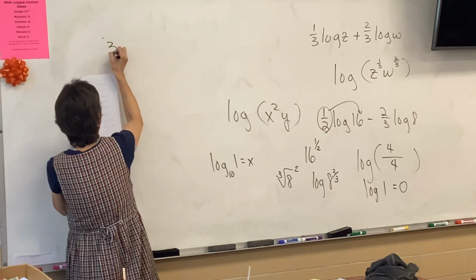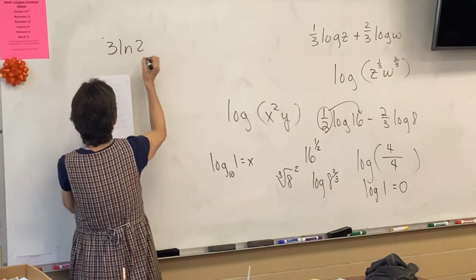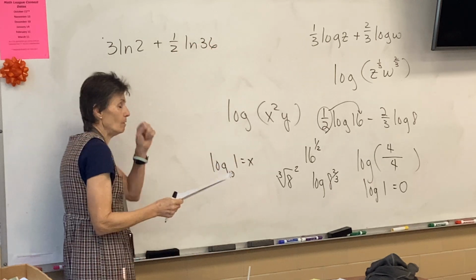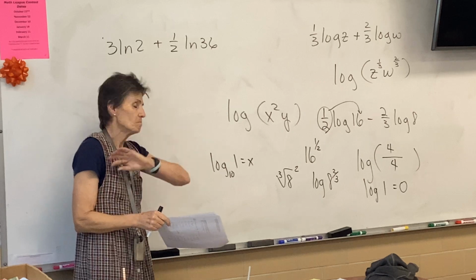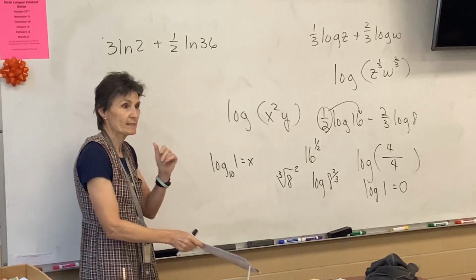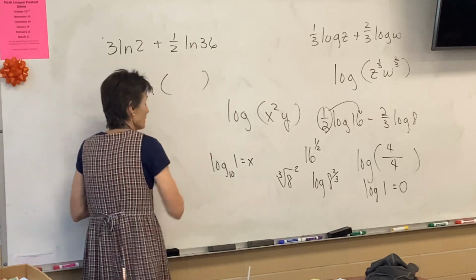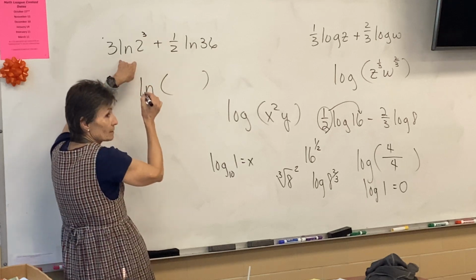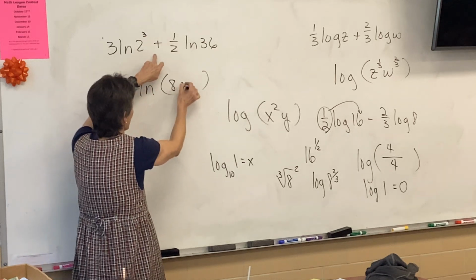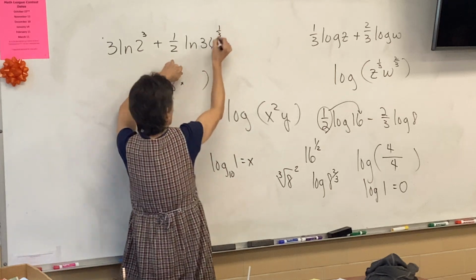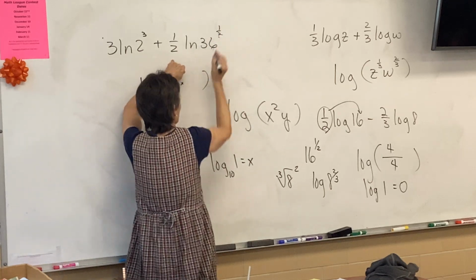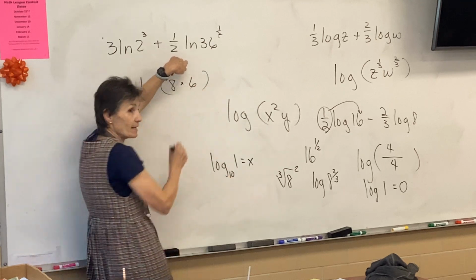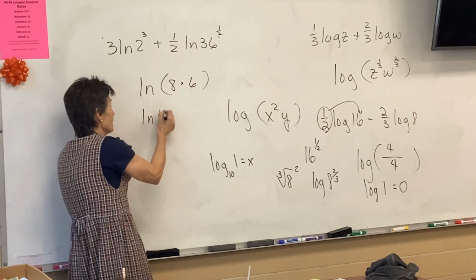All right, 2 more. Here we go. 3 ln 2 plus 1/2 ln 36. The fact that it's an ln doesn't change anything. That's a logarithm. The rules are the same. So my answer is going to be ln something. So this is 2 cubed. So that's 8 times 36 to the 1/2, which is the square root of 36. 6? ln 48.